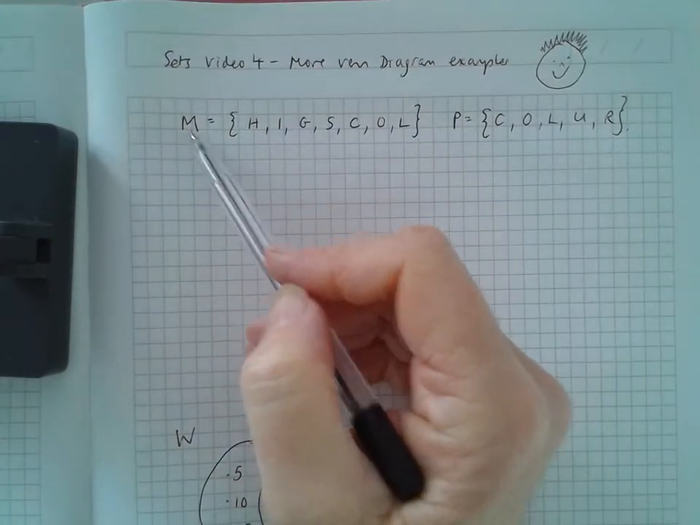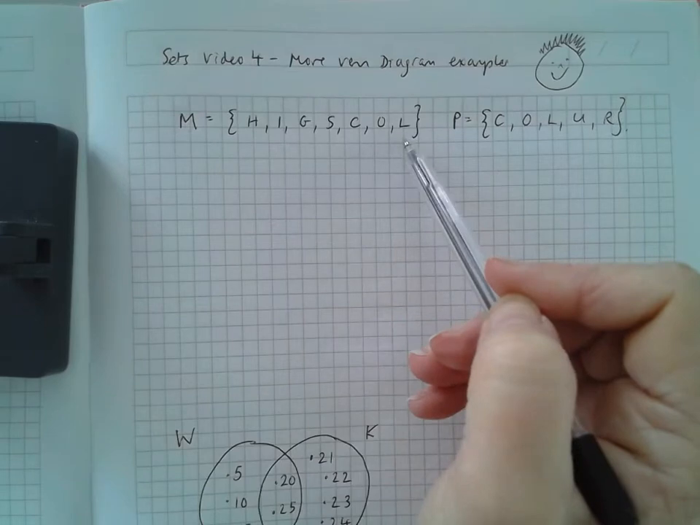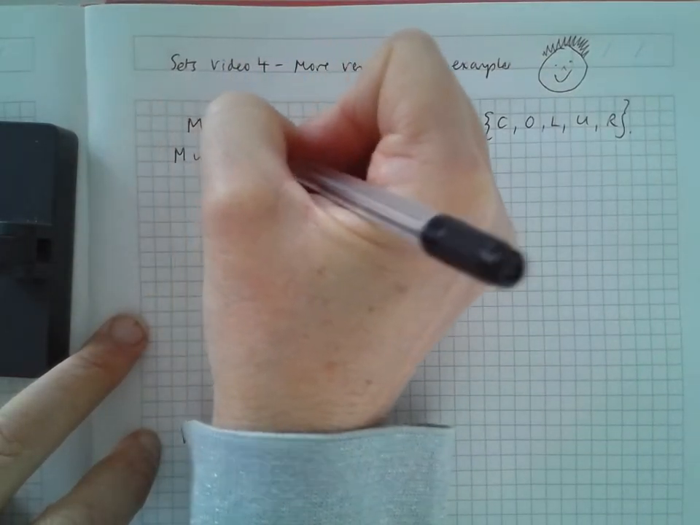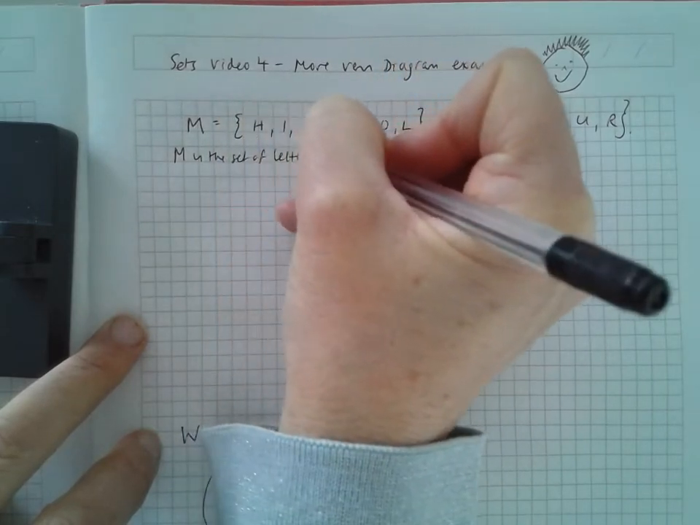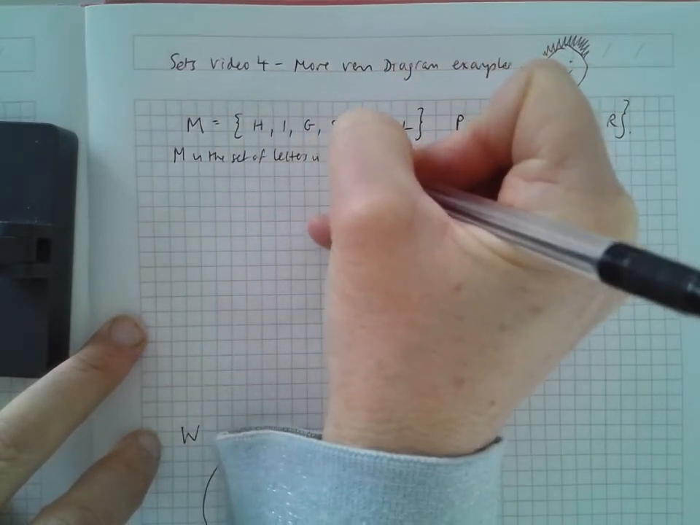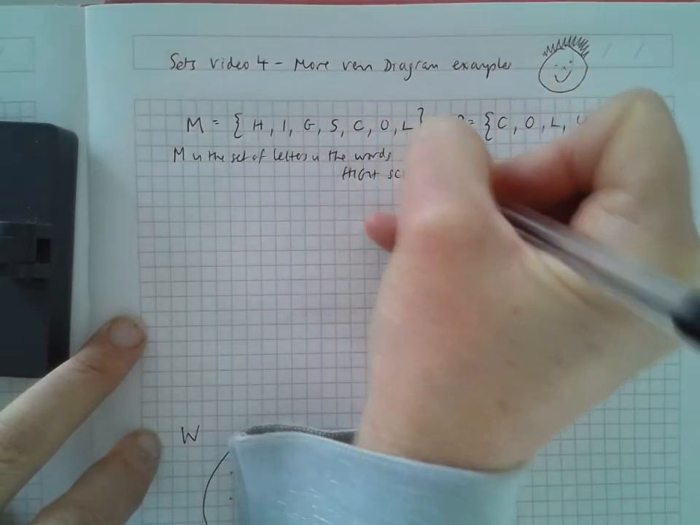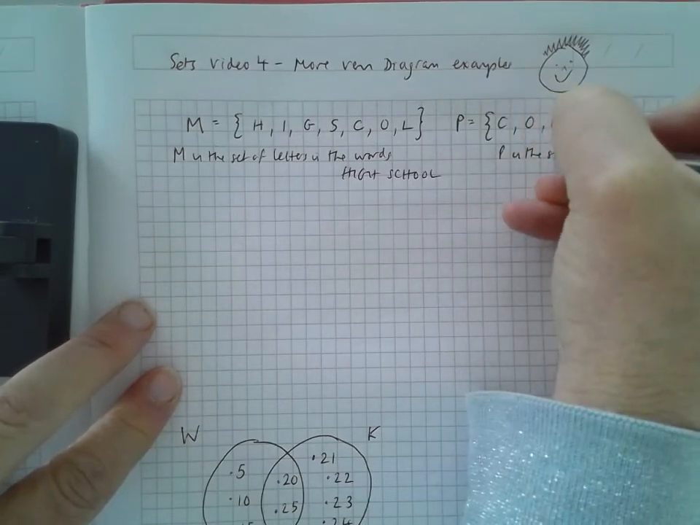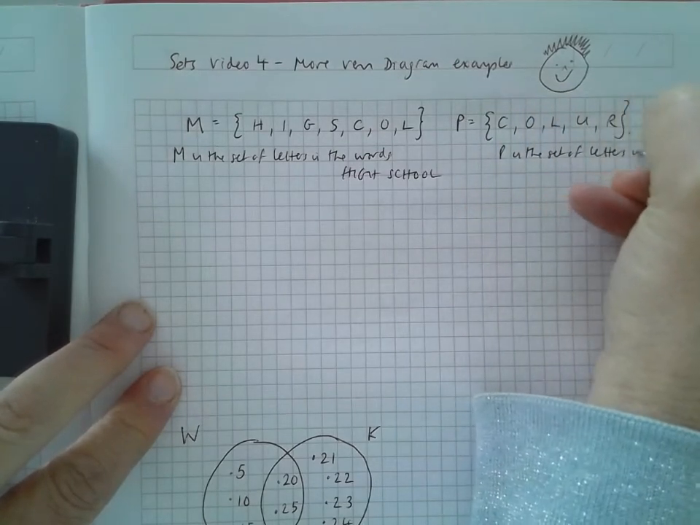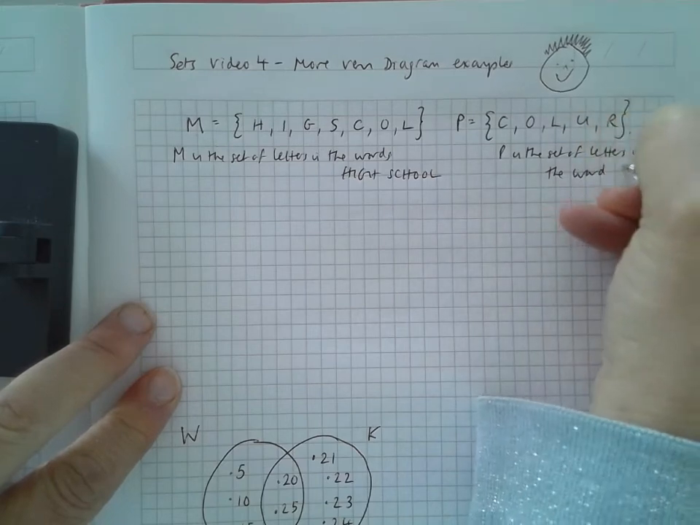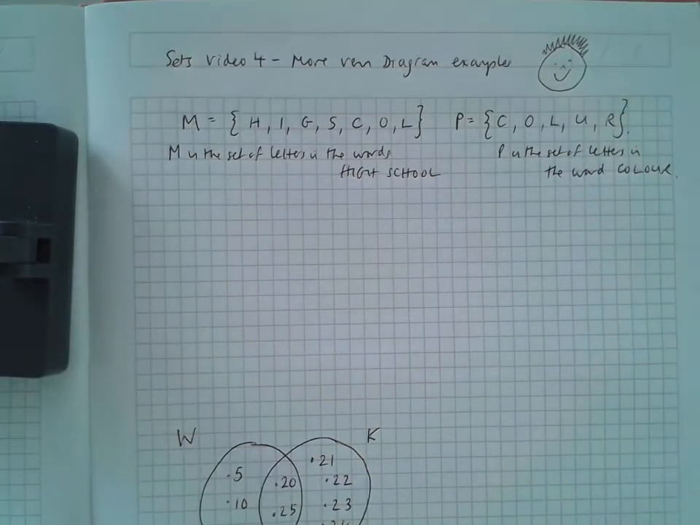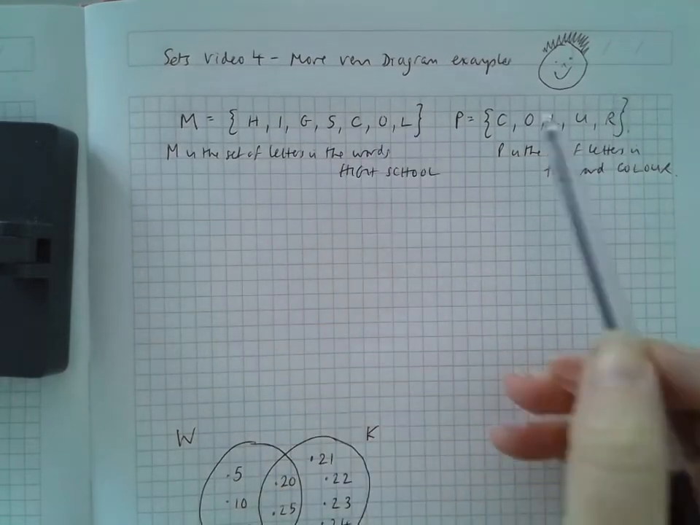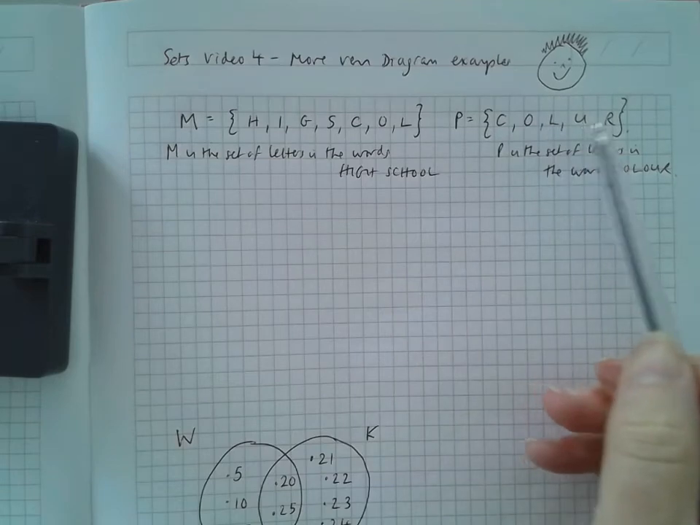We've got a set M, which is H, I, G, S, C, O, L. In fact, M is the set of letters in the words high school. Remember, we don't repeat them. And P, can you guess what P is? Yeah. P is the set of letters in the word color. Okay, so we've got the two sets here: H, I, G, S, C, O, L for high school, set M, and C, O, L, U, R for set P.